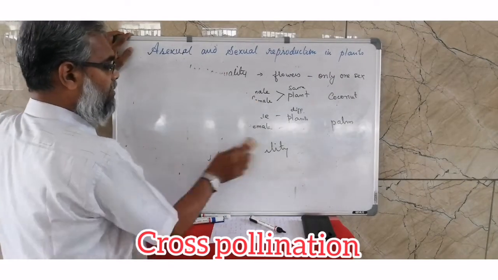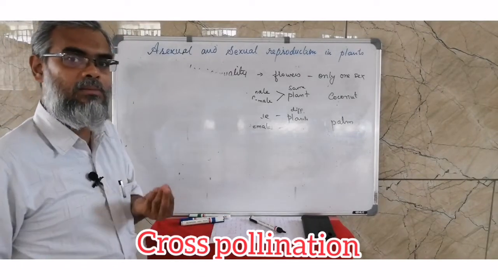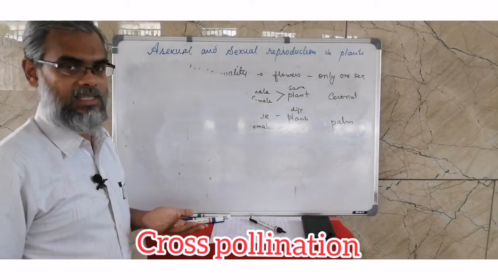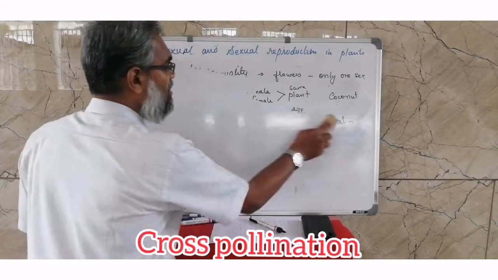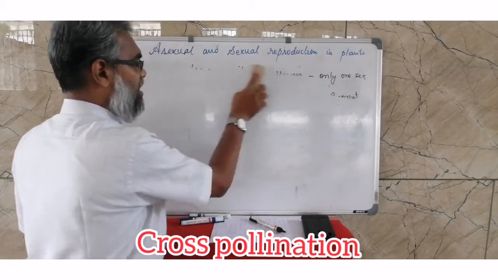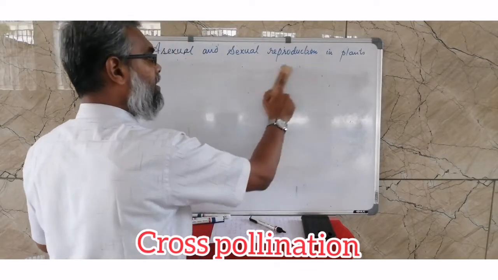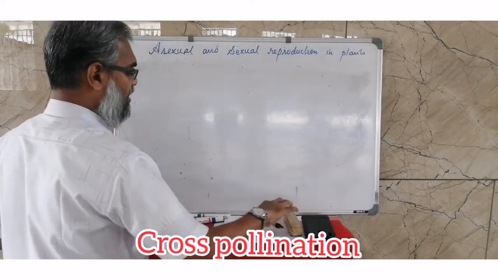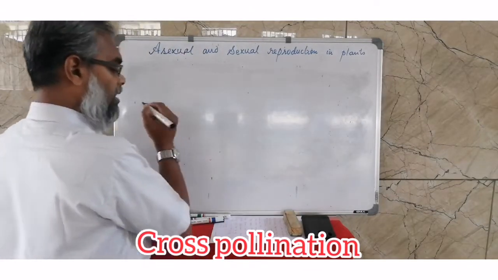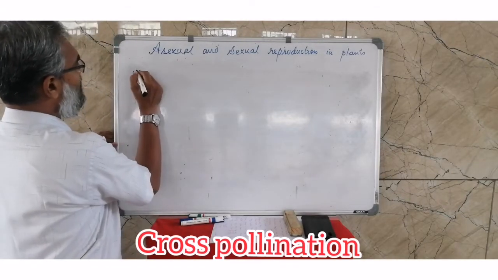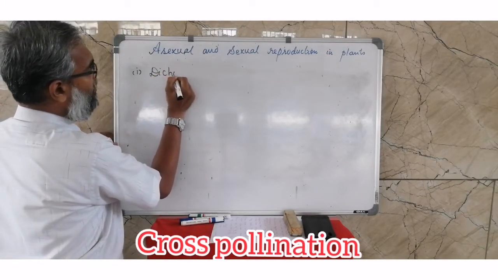When we speak about the bisexual flower, can you name one bisexual flower? Yes, hibiscus. Hibiscus is a bisexual flower. It has stamens and stigma both in the same flower. Many plants will be like this only. Okay. Now, in that the first type is dichogamy.